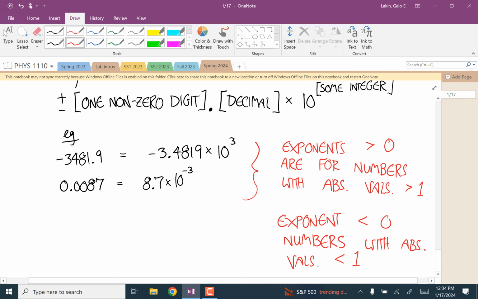Okay, so let's look at that with the two examples that I just did. For this first one, we had an exponent of 3, okay? 3 is positive, it's greater than 0. So that means that the absolute value of this original number has to be bigger than 1. For the second one, we had a negative exponent. That means that this original number has to be smaller than 1, the absolute value.